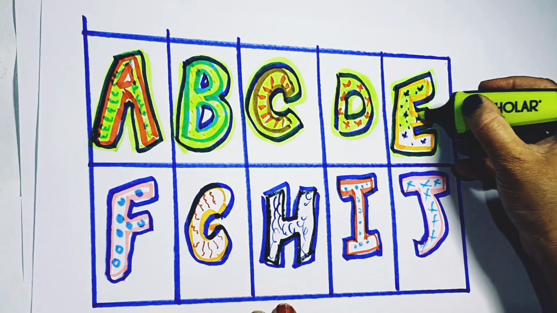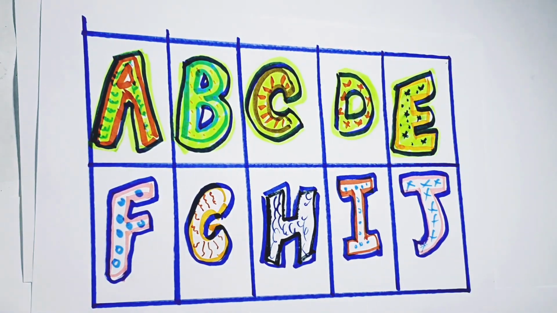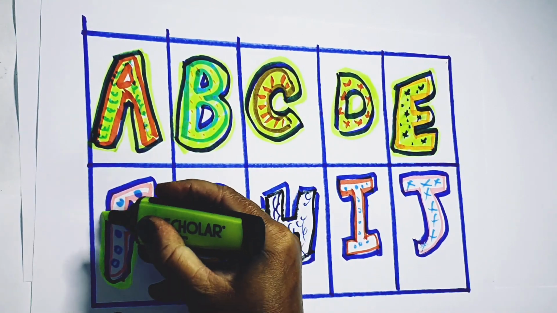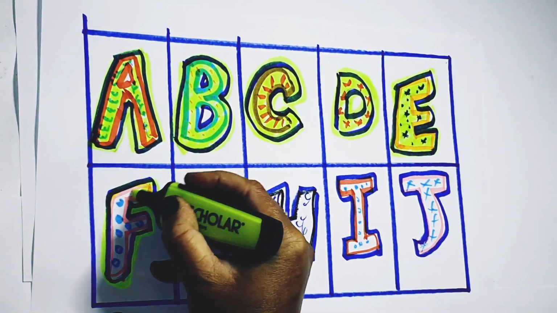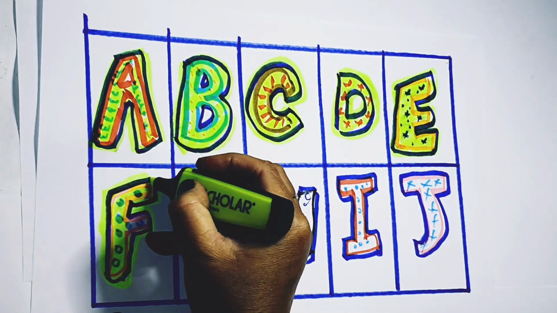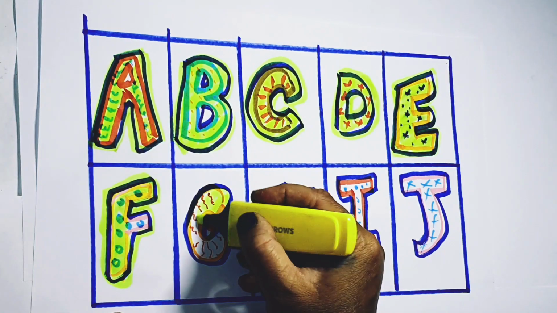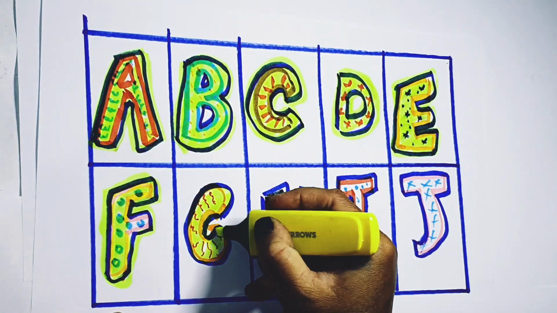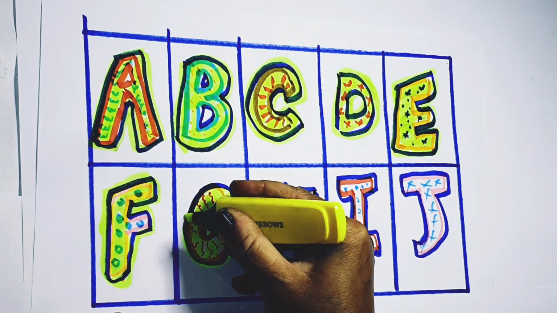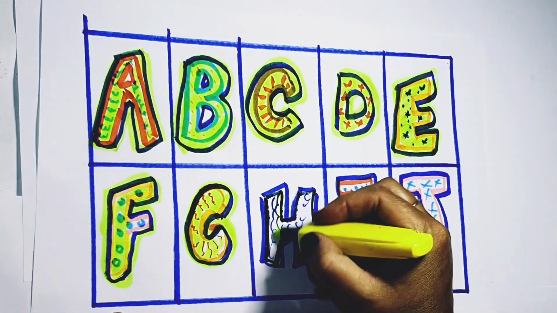E for elephant. E for elephant. F for frog. F for frog. G for goat. G for goat.